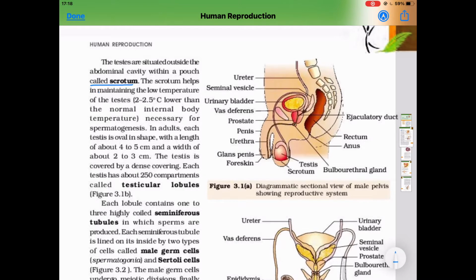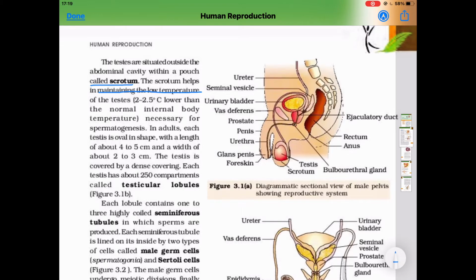The scrotum helps in maintaining the low temperature of the testes, that is 2 to 2.5 degrees centigrade lower than the normal internal body temperature, necessary for spermatogenesis. Spermatogenesis is the process of formation of sperms. So the formation of sperms requires 2 to 2.5 degrees less than the normal temperature, which is available in the scrotum.